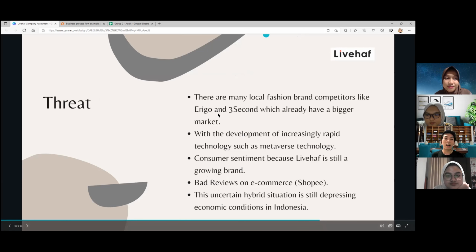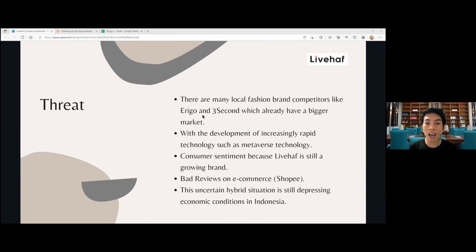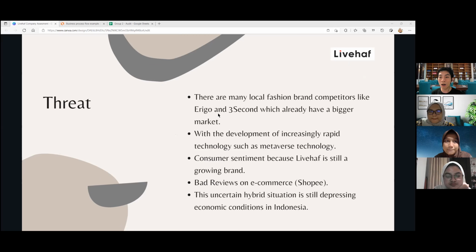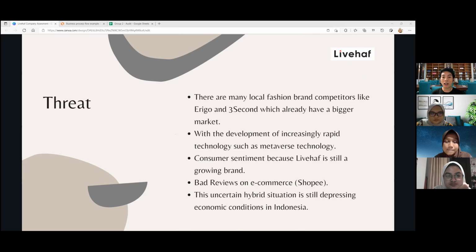Okay, this is a threat. The first threat is that there are many local fashion brand competitors like Erigo and 3 Second, which already have a bigger market. You can imagine the competitor is already famous and has an offline store. For example, Erigo is already famous in other countries like America, and 3 Second already has offline stores in malls.